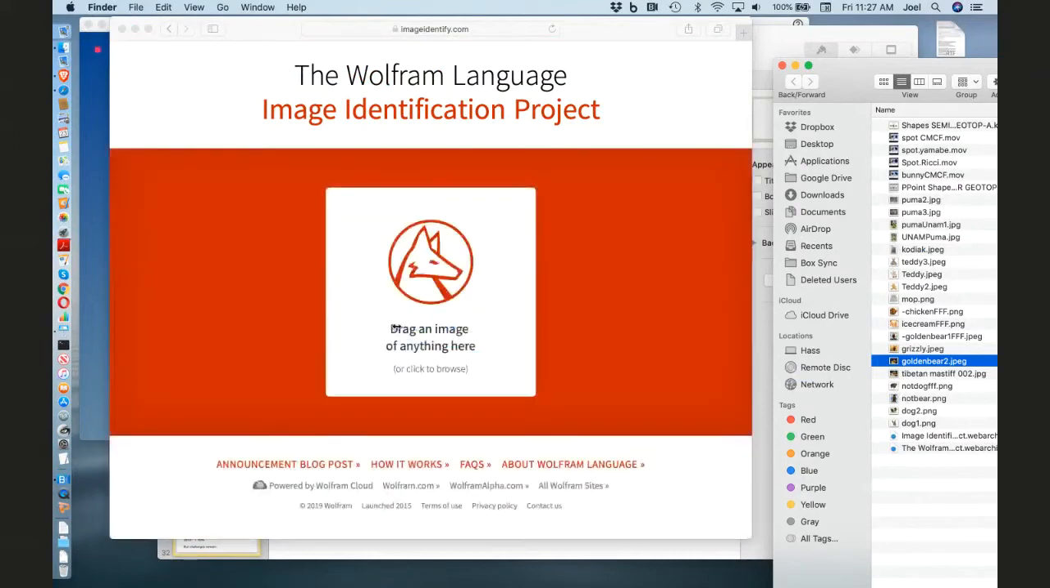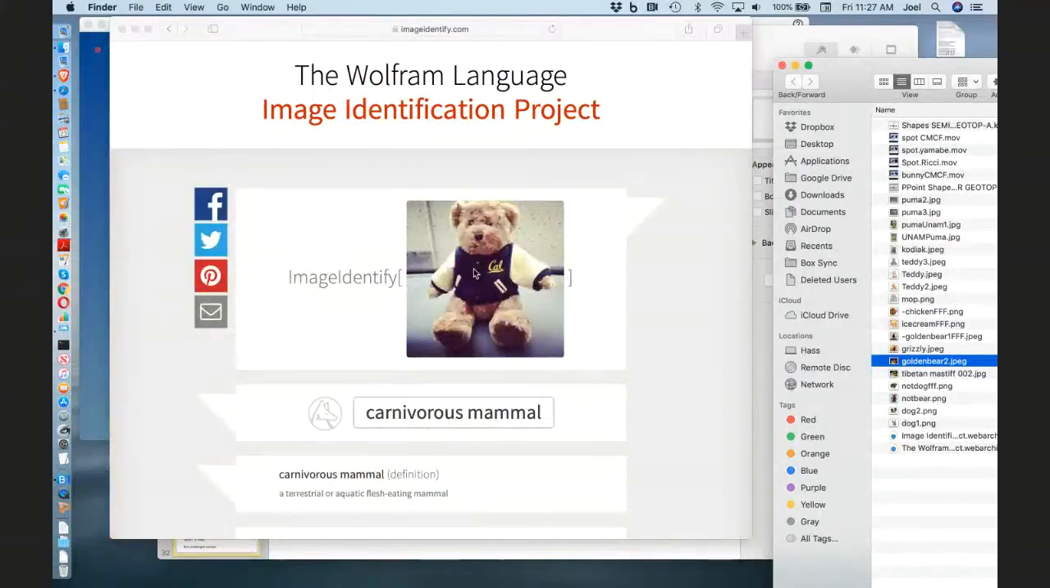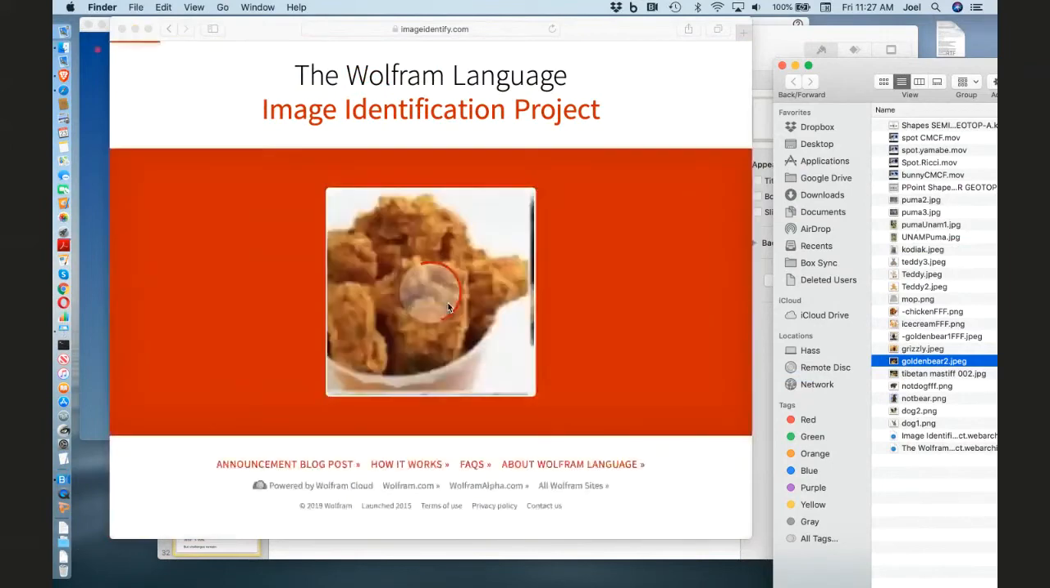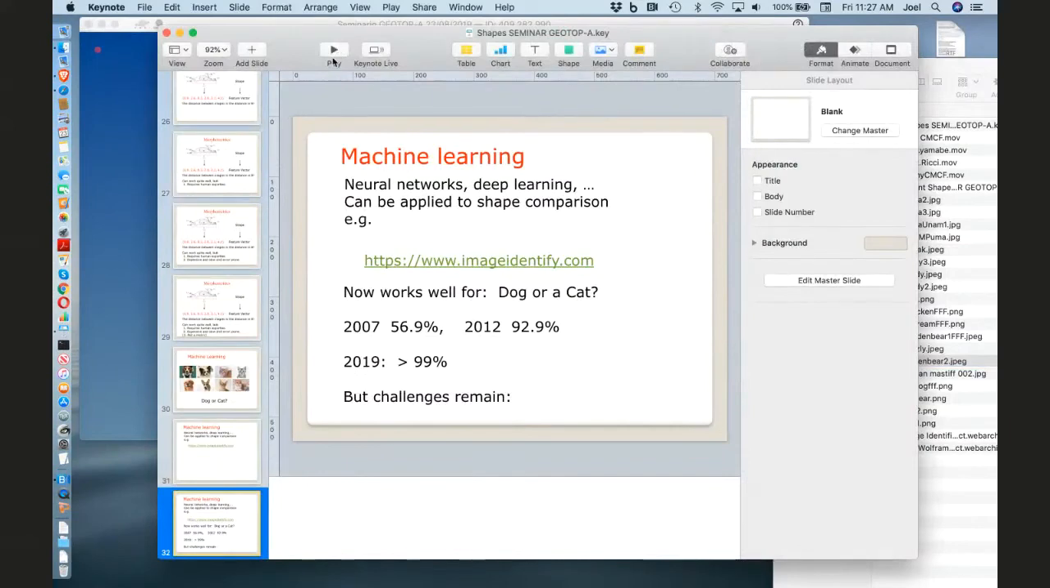Let's look at some failures now. If you take this bear, it thinks it's a dog. If you take this teddy bear from UC Berkeley, it thinks it's a carnivorous mammal. So these are constantly improving. There's a lot of work being done in adding examples to these things. But they still have a lot of drawbacks in identifying things. Thinks this chicken is a bran muffin.